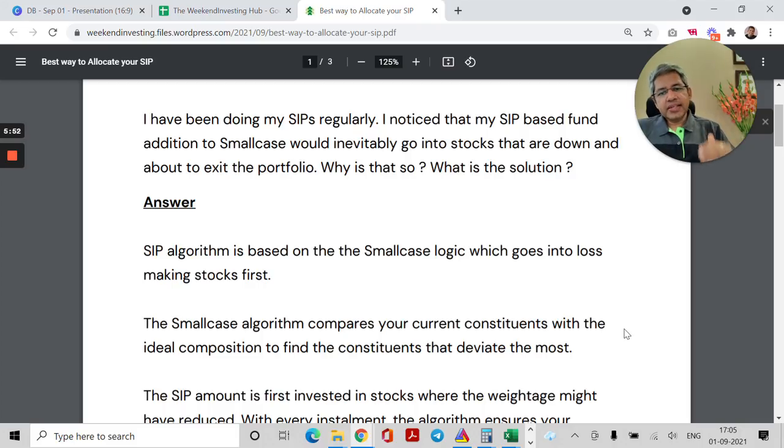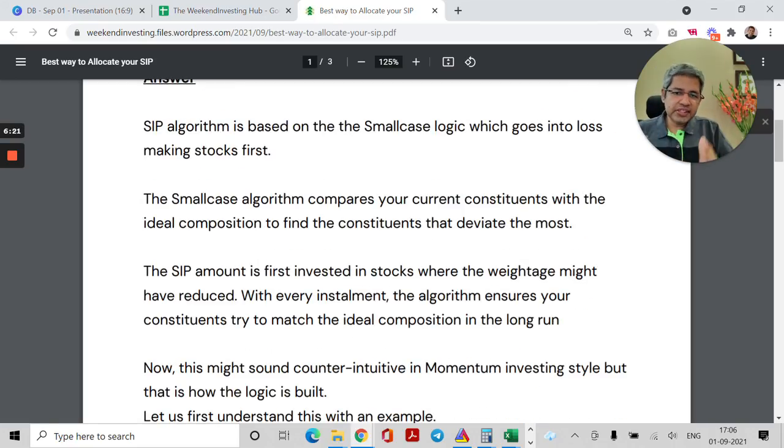What it does is that it compares your current constituents with the ideal composition of the model, and it tries to find which stocks have deviated the most. So if in the model portfolio something is at 5% and in your portfolio it is at 3%, and other components are nearer to their model weights, it will go and add to this component first. So the SIP amount is first invested in stocks where the weightage might have reduced.